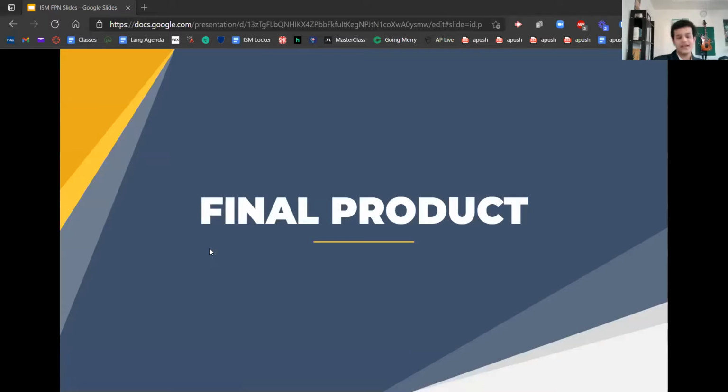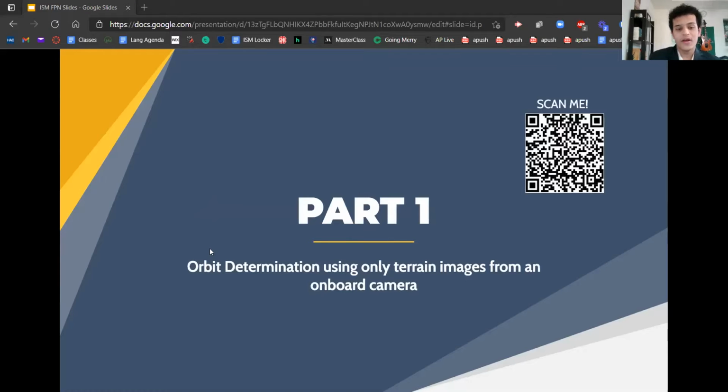All right, so let me get into the final product portion now. This is the portion that I worked on with both of my mentors, Captain Scott and Mr. Kobylka. There were two parts to it, and let's head into part one. Again, you can scan this QR code right here, where you can find the report that I created that was associated with this part of the project.